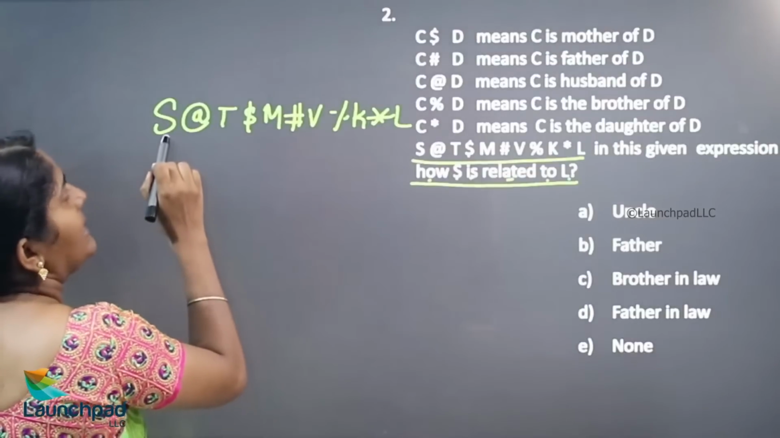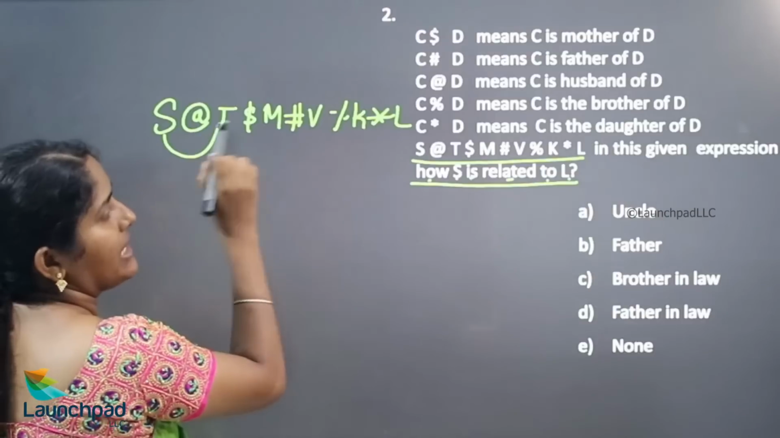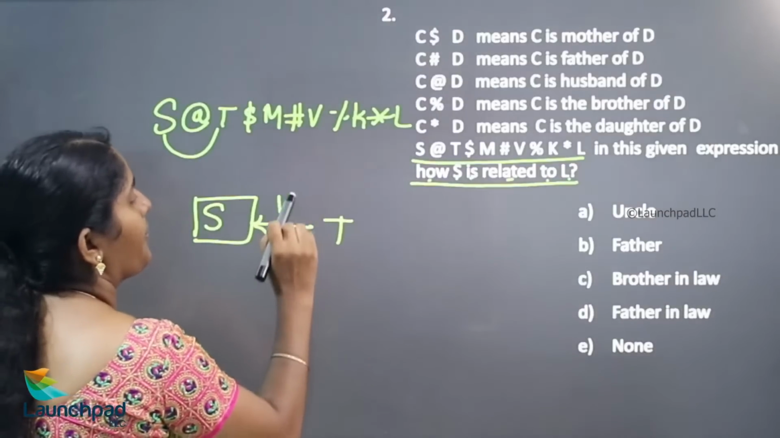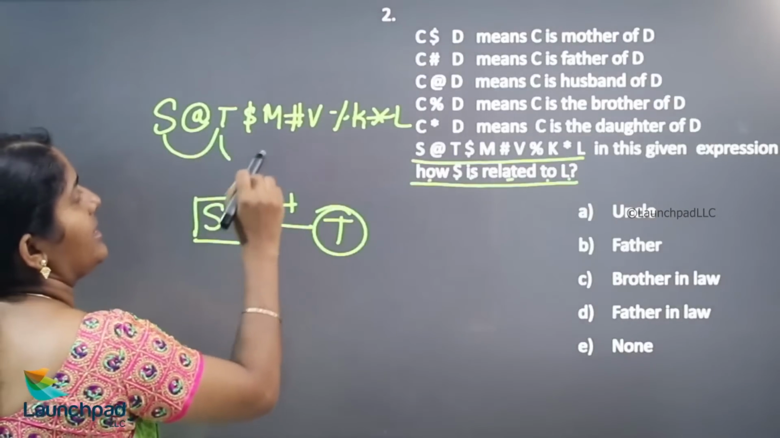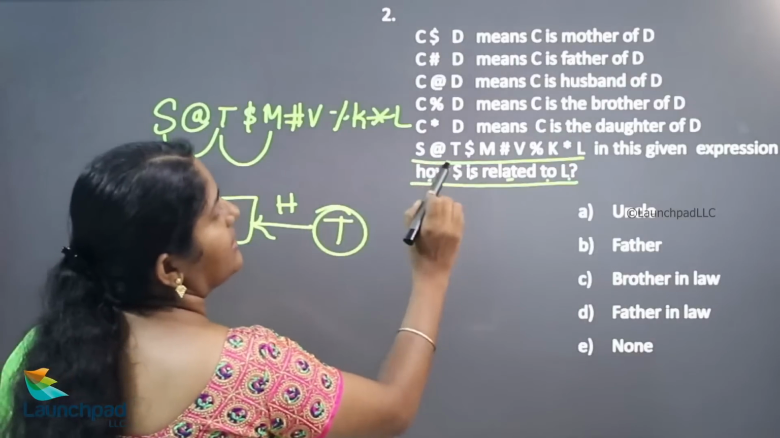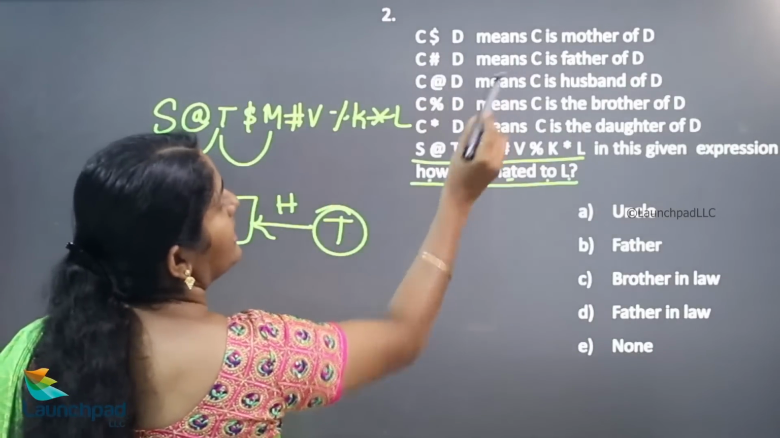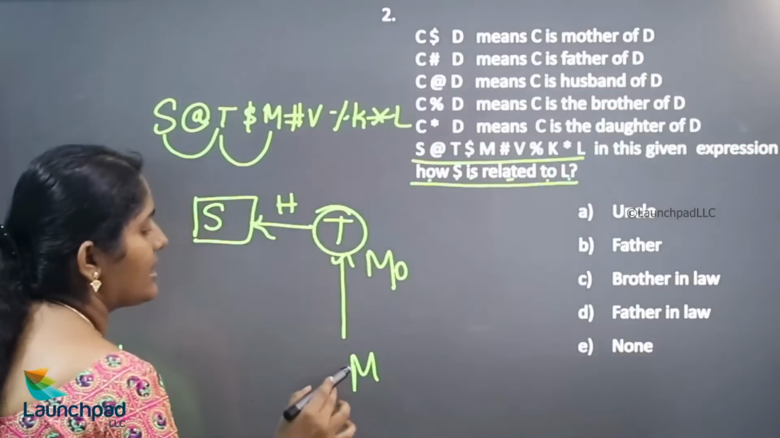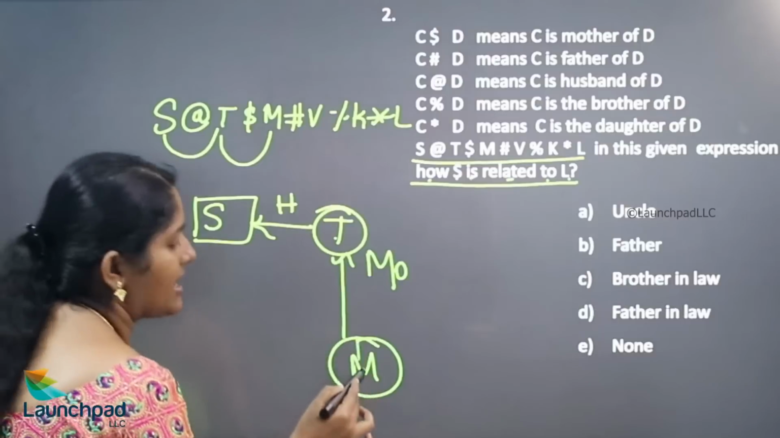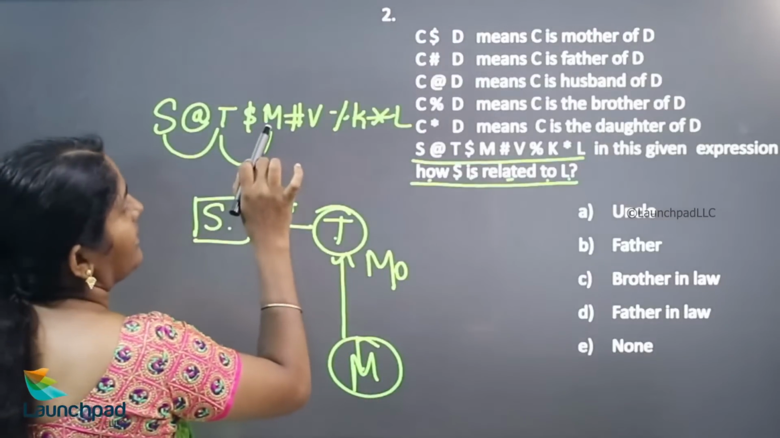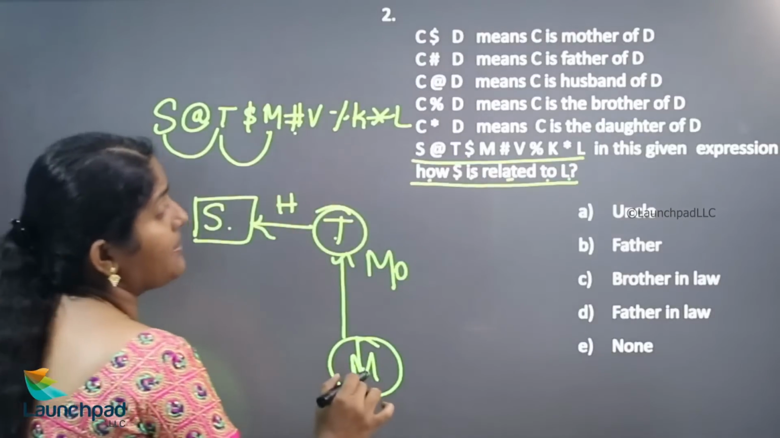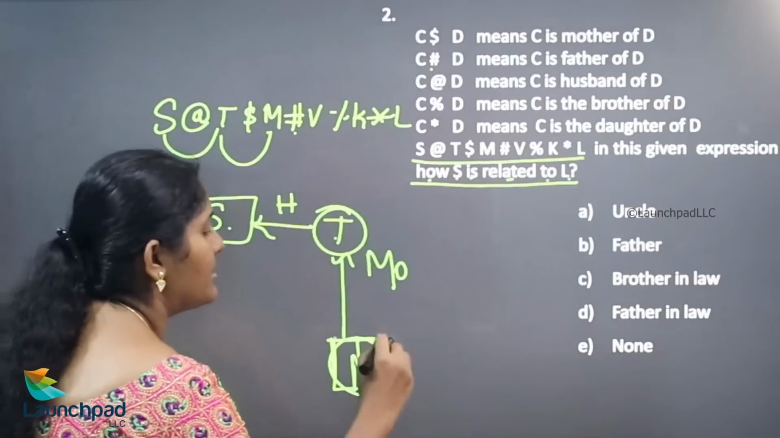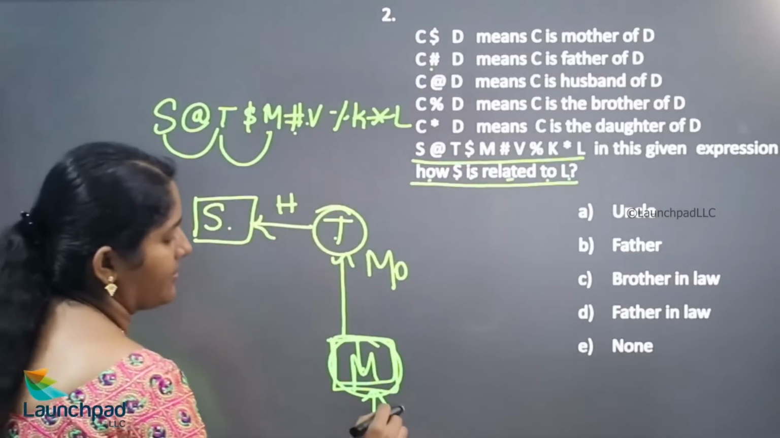Now S and T, what is the relationship with at? S is husband of T. T dollar symbol M: T is the mother of M. Hence, M's mother is T and M's father is S. M hash V: hash means M is father of V.